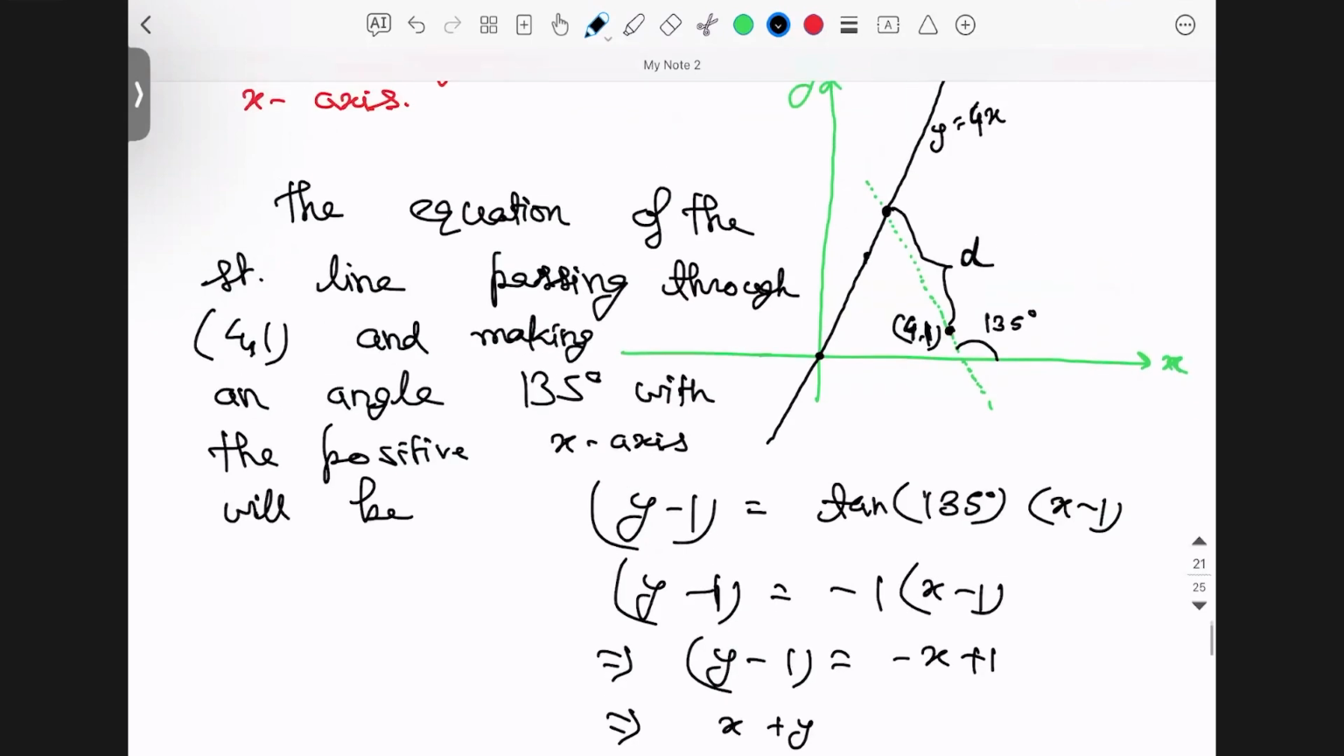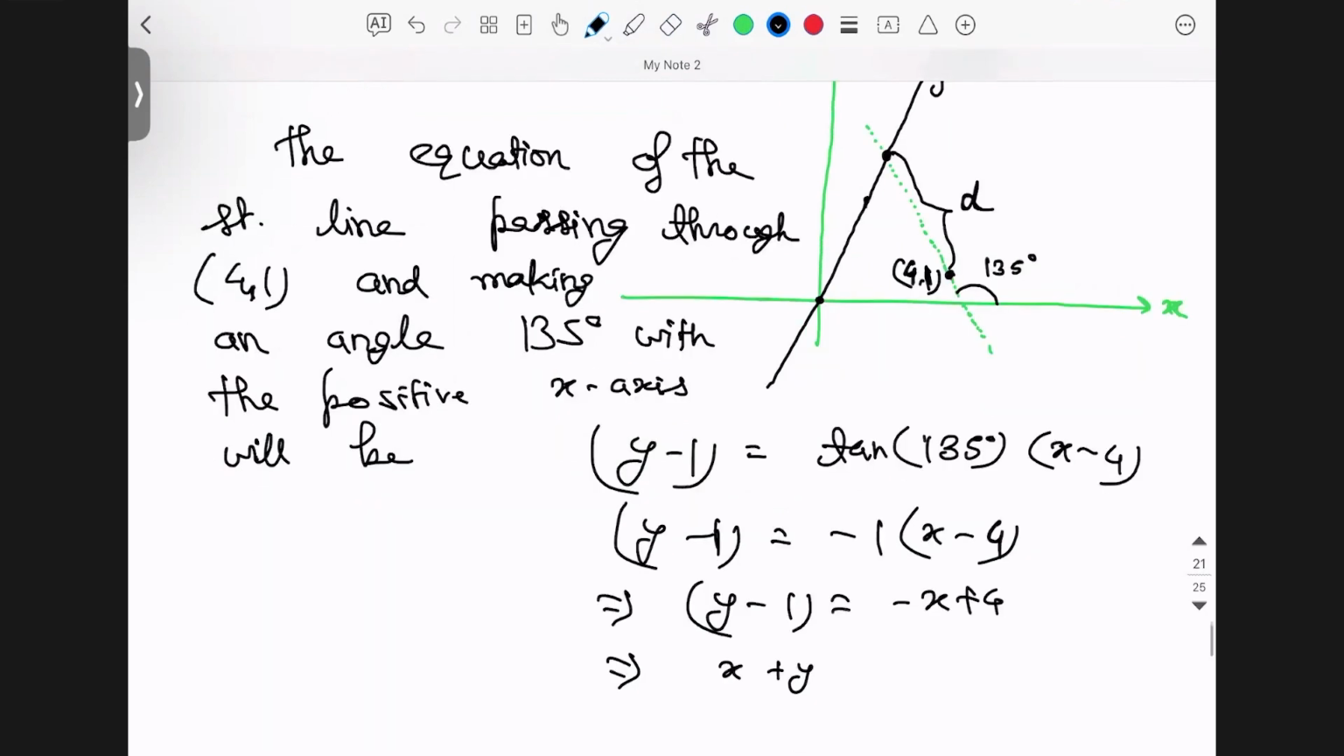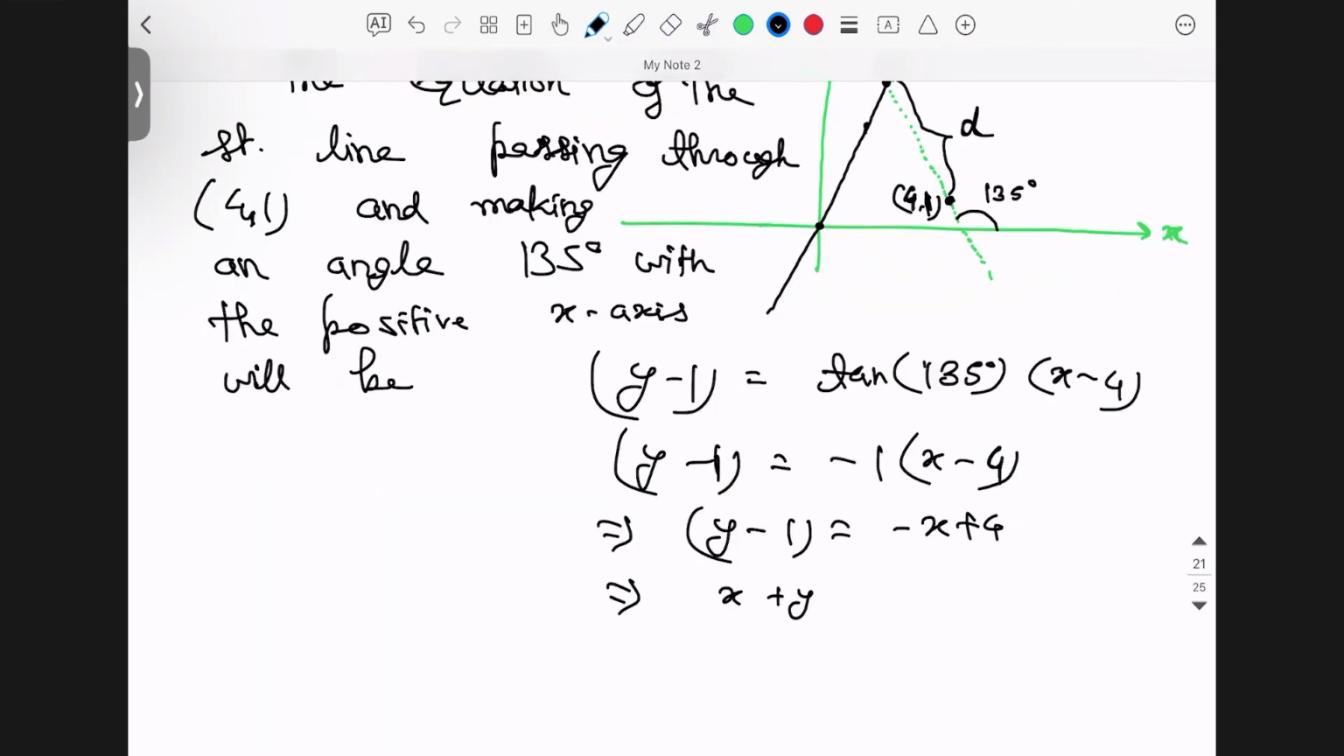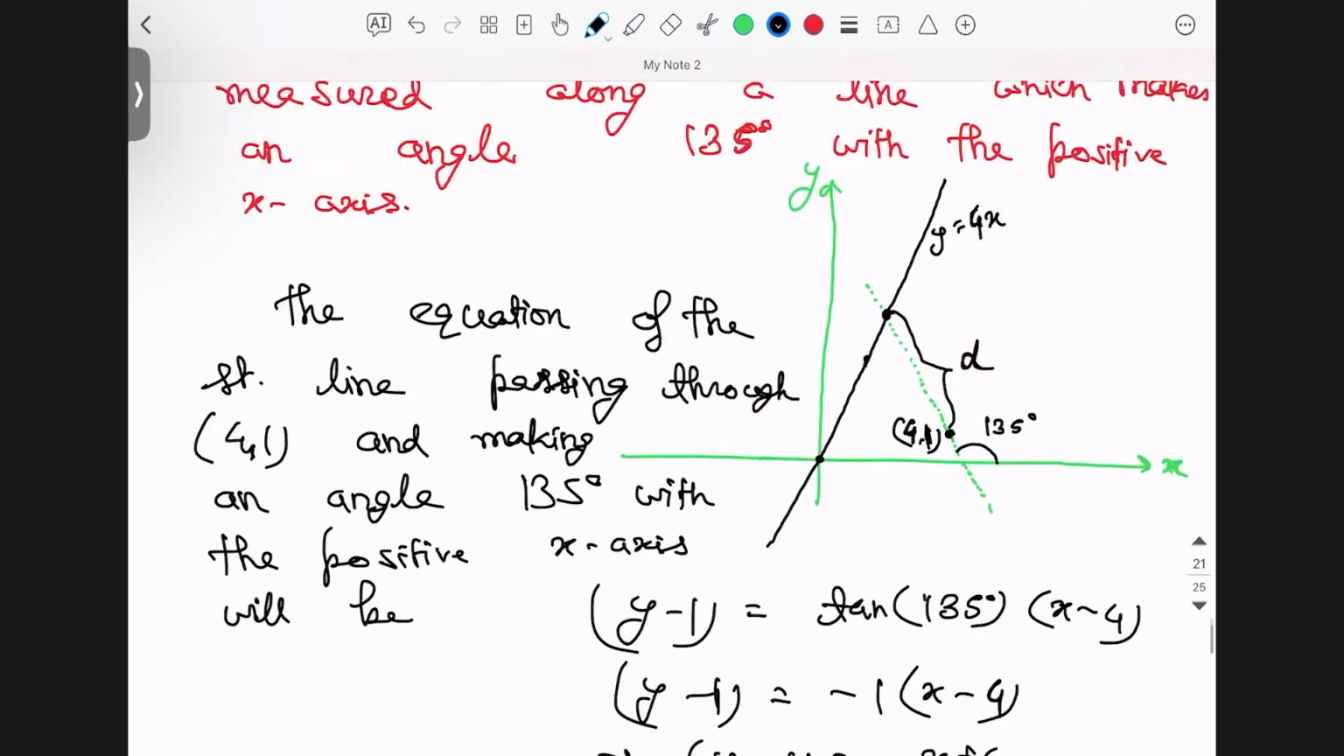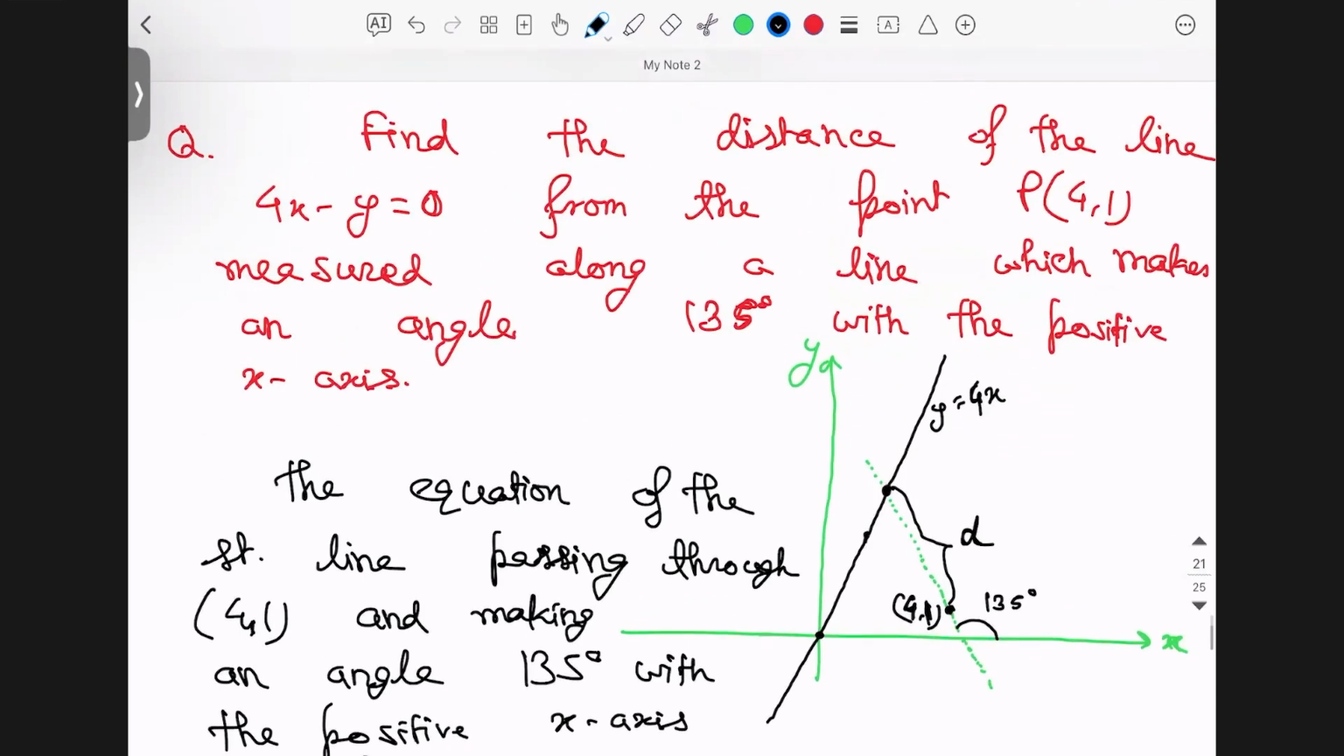Sorry, I have made a mistake here. It should be x minus 4, so minus (x minus 4), giving y minus 1 equals minus x plus 4. This gives us x plus y minus 5 equals 0. So we obtain this equation, and we already have the other equation.